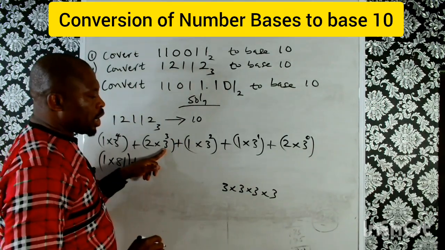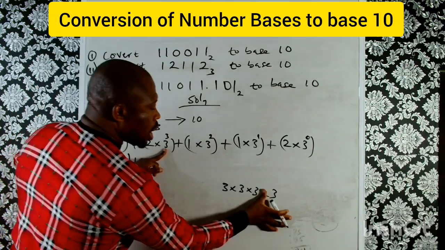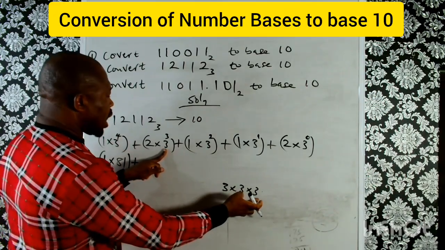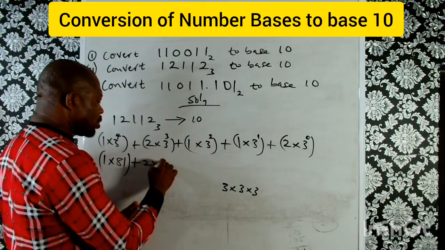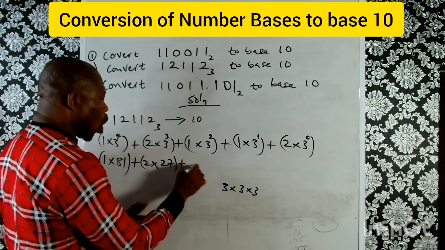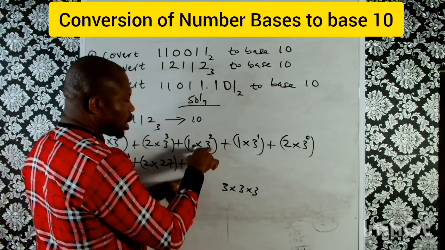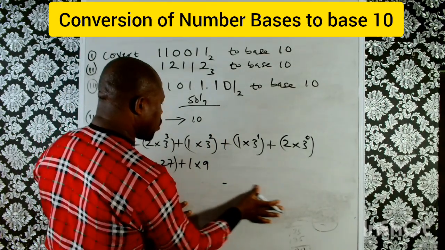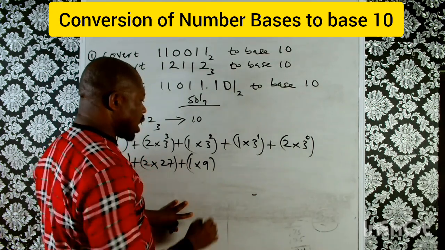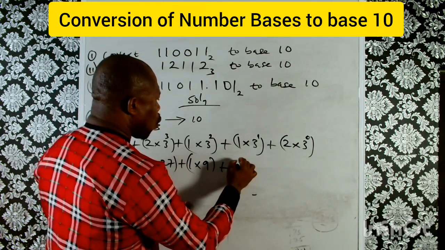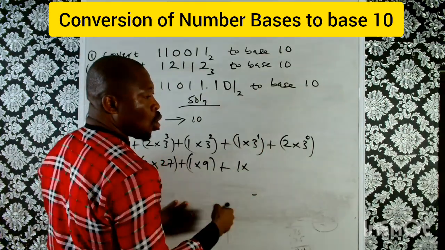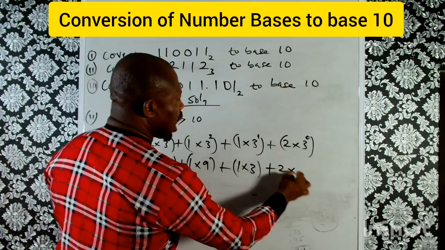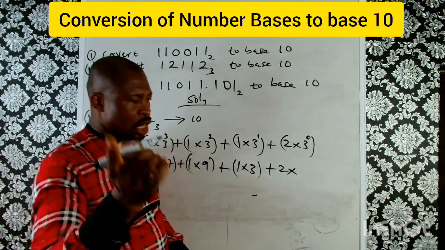Plus 2 times 3 raised to power 3, 3 cubed. That means 3 times 3, 9. 9 times 3 is 27. So 2 times 27 plus 1 times 3 squared. Of course, 3 squared is 9. Plus 1 times 3 raised to power 1 is 3, plus 2 times 3 raised to power 0, which is 1.